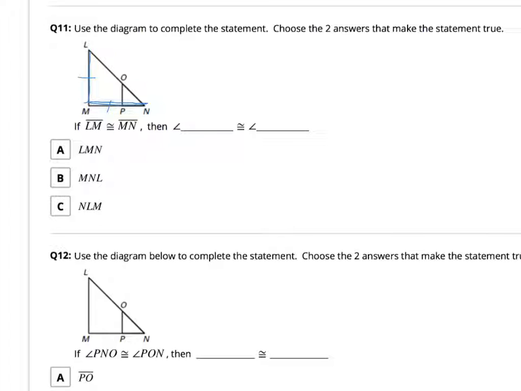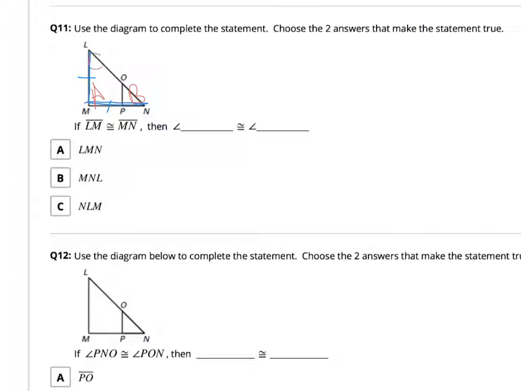Okay, so then what angles are congruent to each other? Okay, so potentially, I'm going to try to label these. Is it LMN? Is it this one? Who's congruent? Then B is MNL. So MNL goes this way here. Actually, let me label them like this. Here was choice A. Here's choice B.